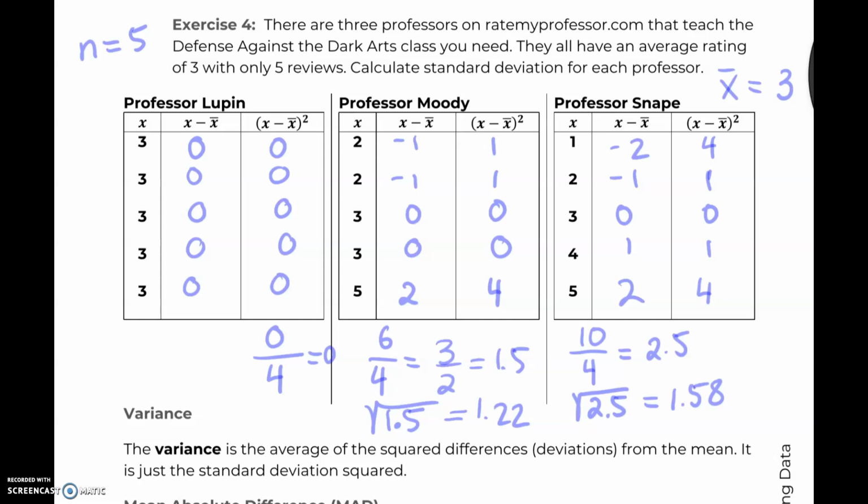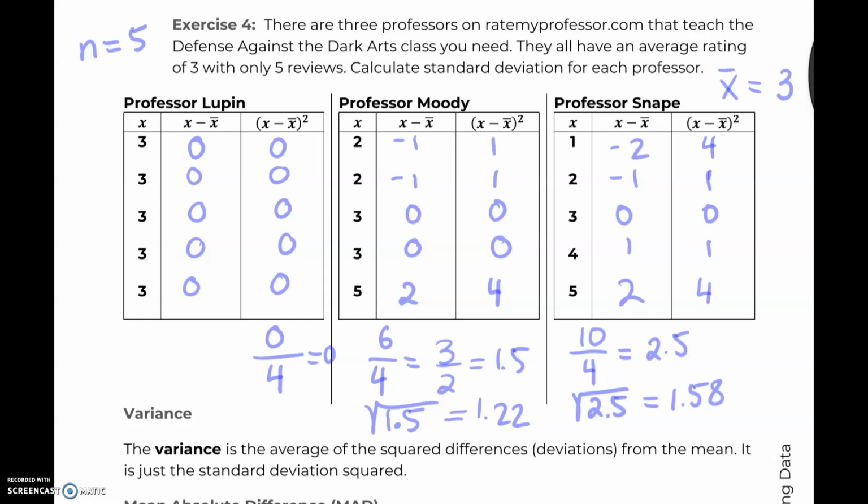Then Professor Moody is next with a standard deviation of 1.22, and Professor Lupin with a standard deviation of 0. So Professor Lupin had all values the same, therefore he has a 0 standard deviation, and Professor Snape had the most, the largest spread in his data, and therefore the largest standard deviation over here.